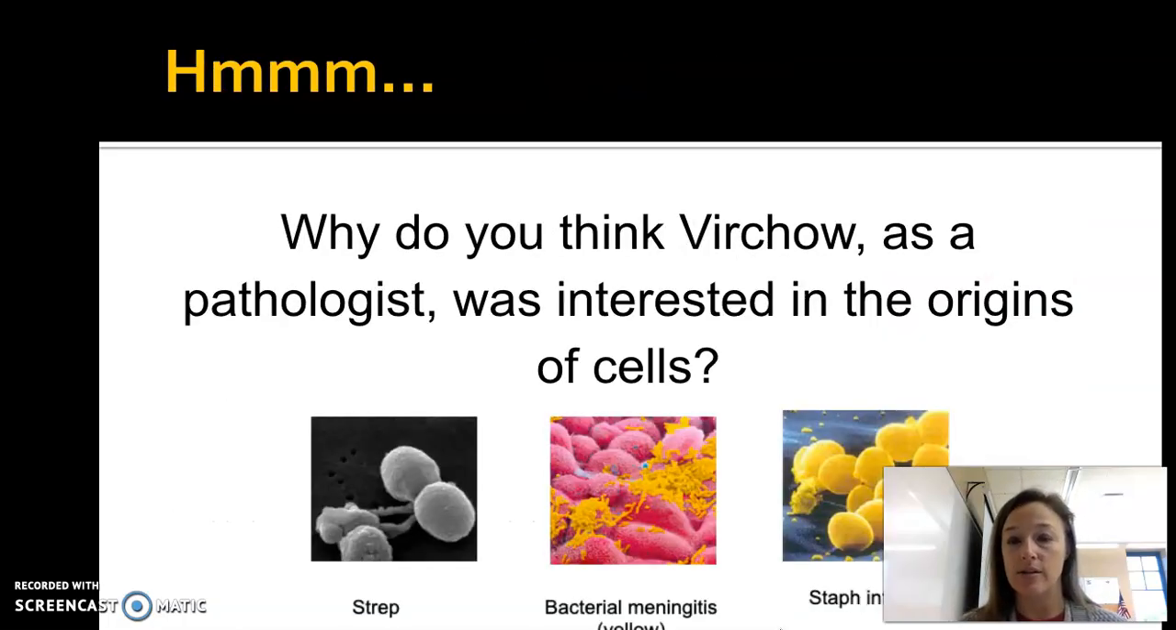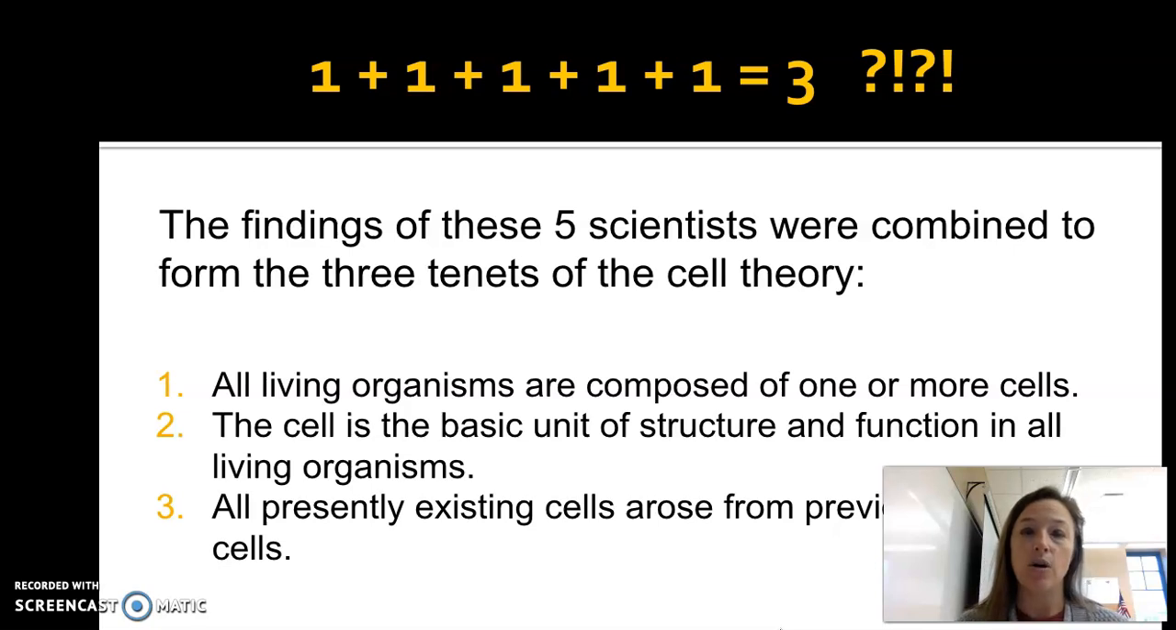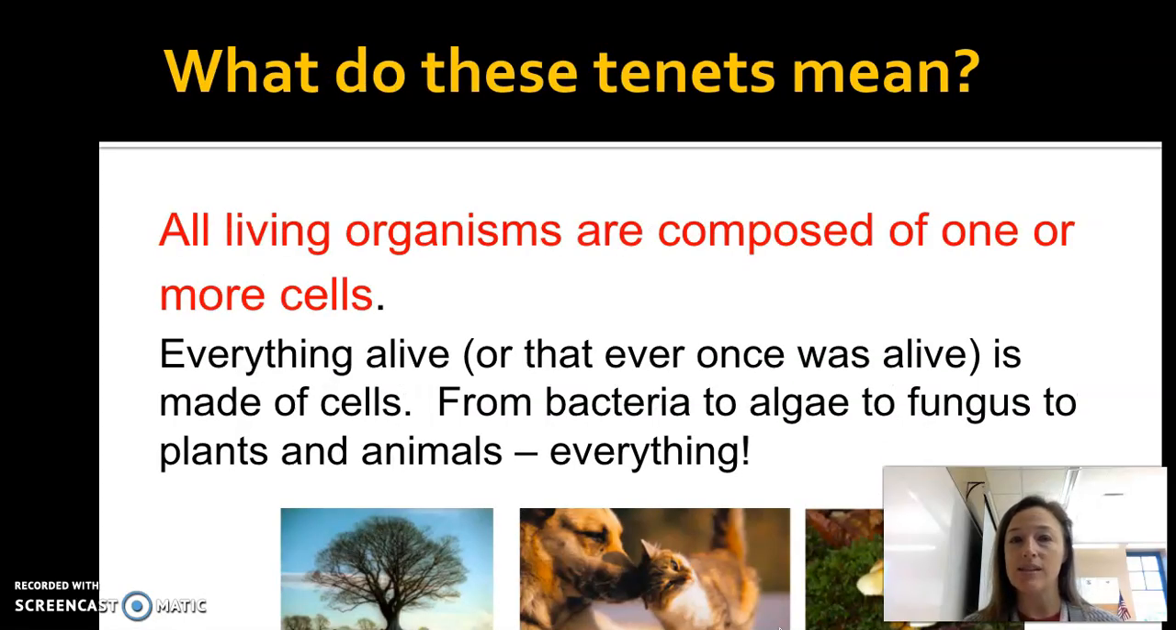And of course, he cared a lot about this because he studied diseases, and he wanted to know where those diseases came from, because then he could hopefully prevent them. So all of these were combined into the cell theory. And the cell theory says that all living organisms are made of cells. The cell is the basic unit of structure and function for all living organisms, and all presently existing cells came from previously existing cells. So what do those statements mean?